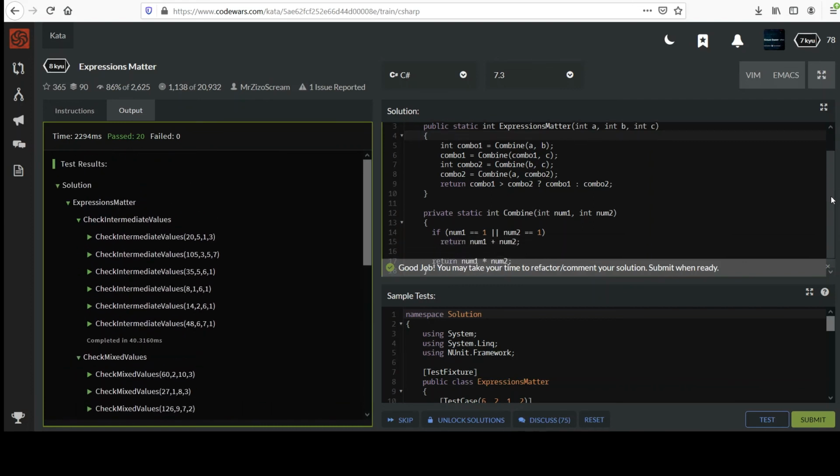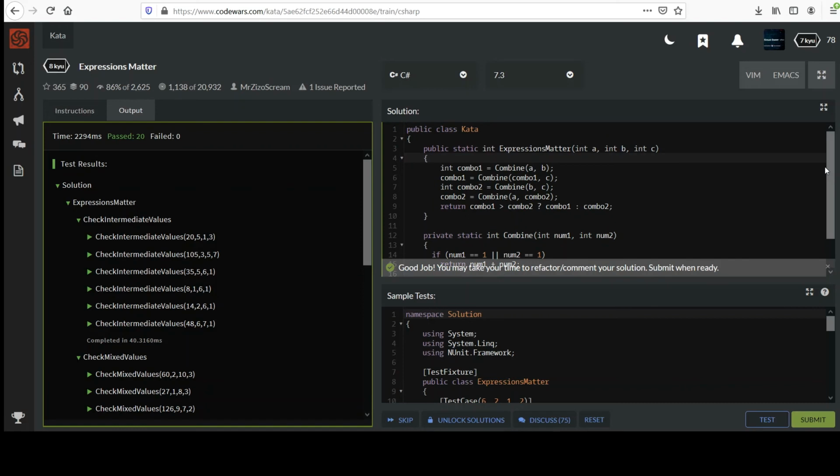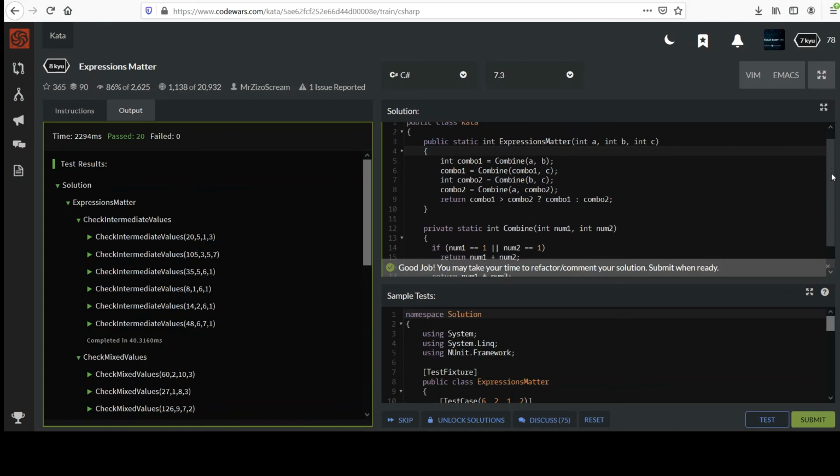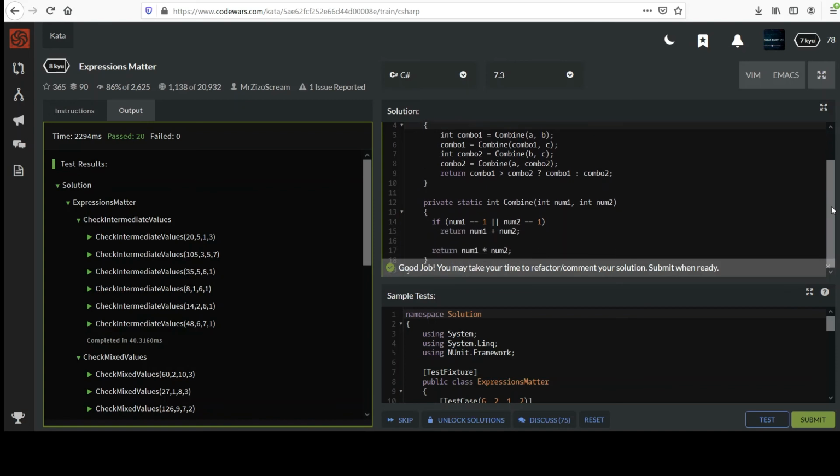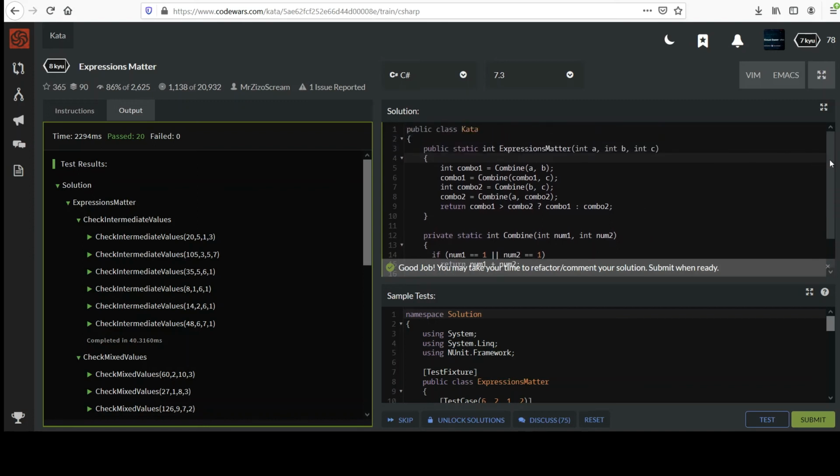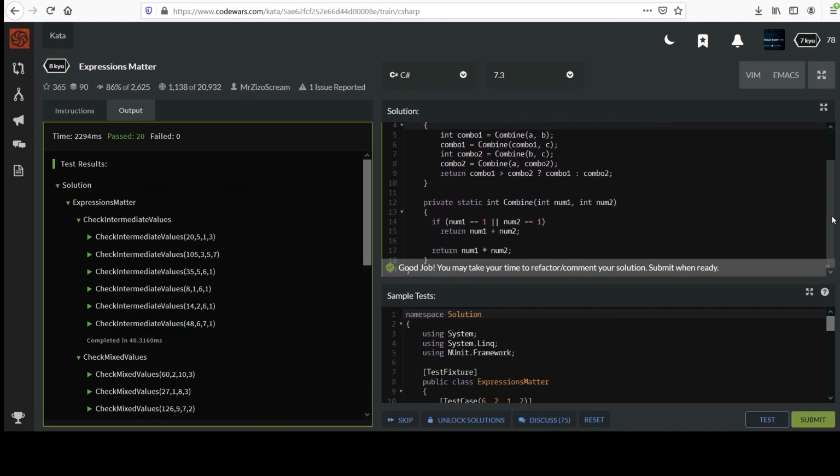You just got to think about it a bit and always try to simplify the scenario as much as you can. That's what I was trying to do here. I imagine there'll be some variation in the solutions we see. So I'll go ahead and submit this. We can take a quick peek at those.